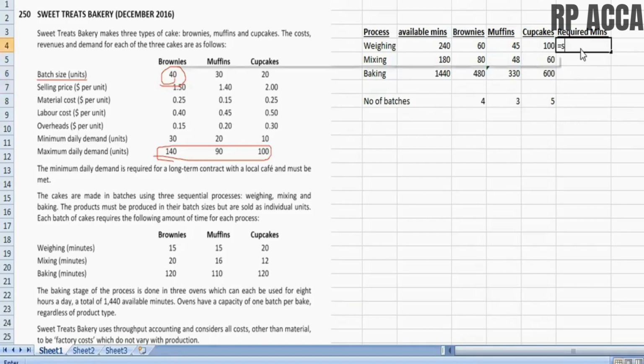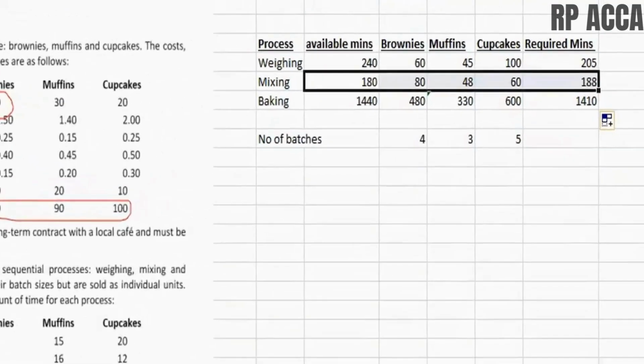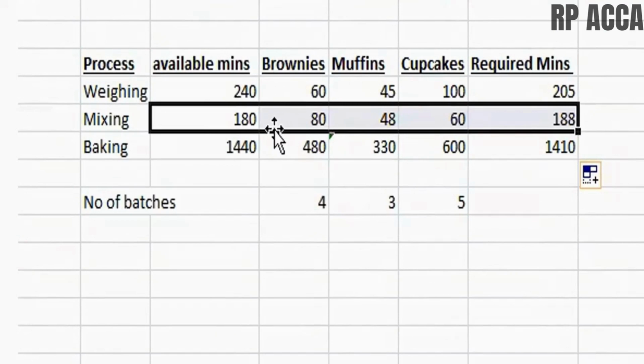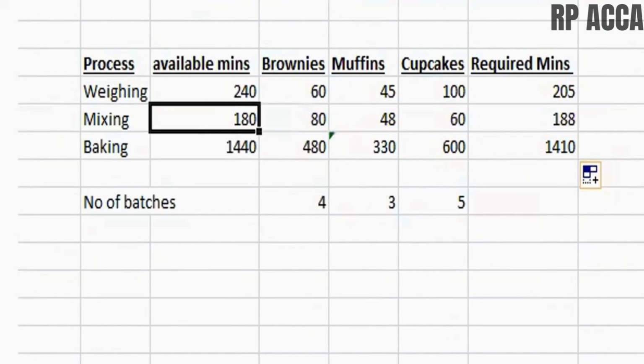Now, once we get the required minutes for all, let's sum it up to compare with the actual available minutes. And so our bottleneck is mixing, as mixing is the process that's taking more time than the available time. So it's slowing down everything. Hence, mixing is the bottleneck process.